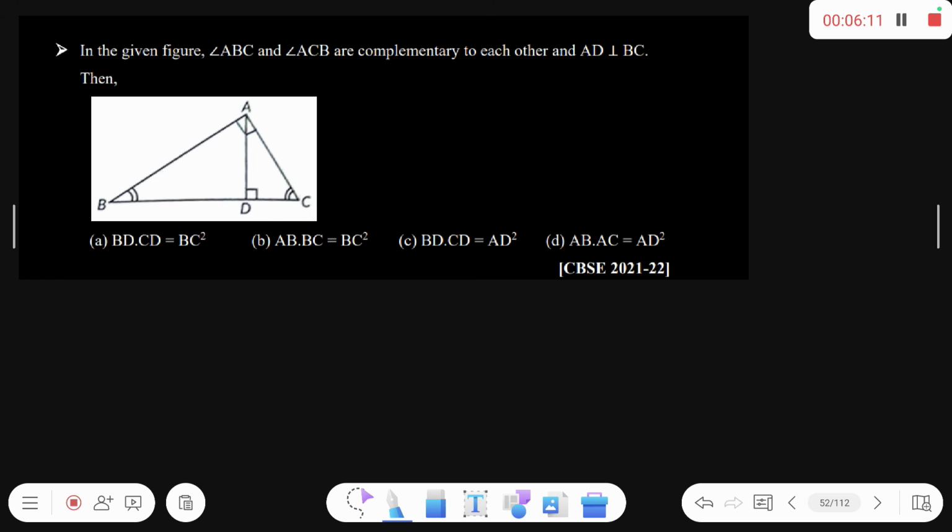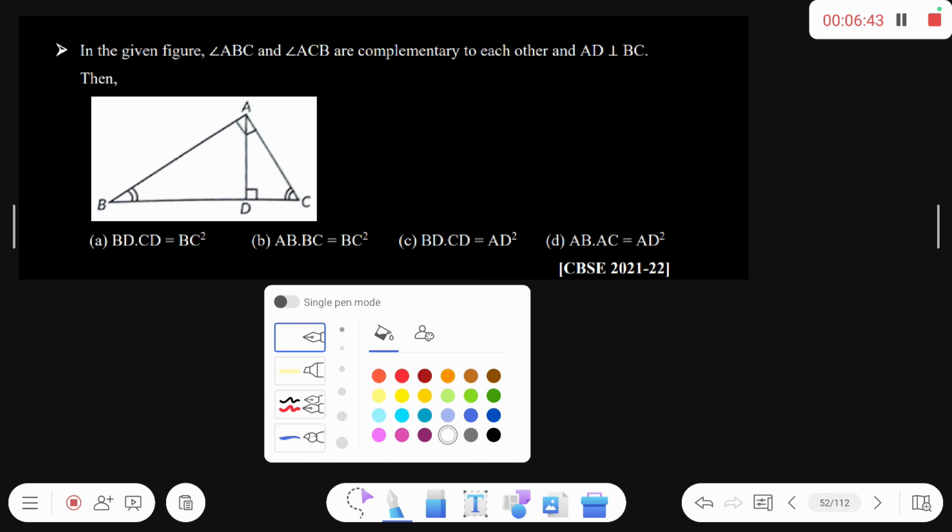Next, in the given figure, angles ABC and ACB, given with double arrows, are complementary to each other. Oh, they are not equal, they are complementary. Complementary means if one angle is x, then another one is 90 minus x, and AD is perpendicular to BC. Then you have to calculate which one of them is correct. इनमें से कौन correct है, आपको ये check करना होगा. So for checking them, we have to check which triangles are similar.